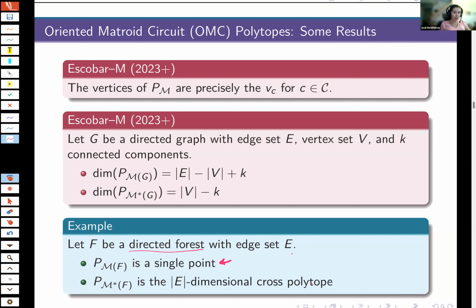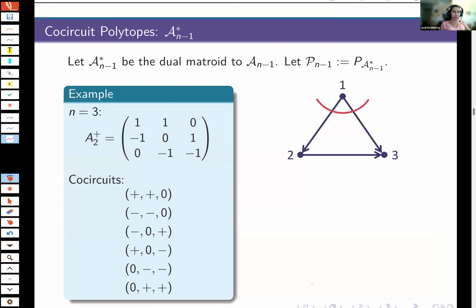But for now, I'm going to focus on a specific case which comes from the type A root system or complete graph. What we're really going to be looking at is not the circuit polytope for this type A root system or the complete graph. We're going to be looking at the co-circuit polytope, so the dual oriented matroid for that. In order to simplify notation, I'm just going to call it P sub n-1 rather than having to write out this script A sub star sub n-1 each time I want to talk about it.